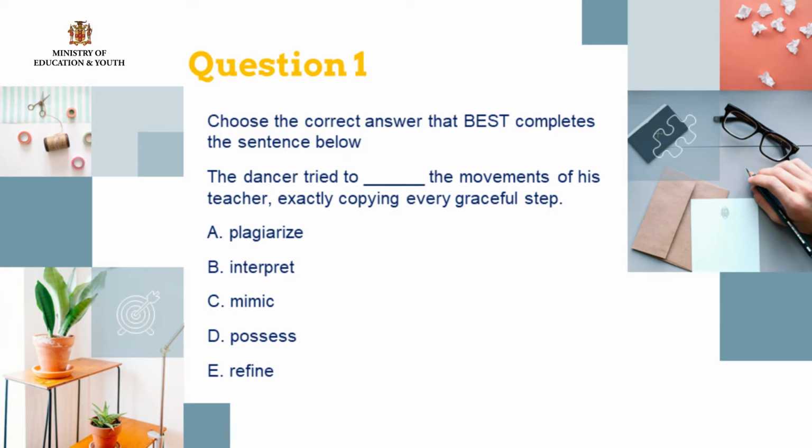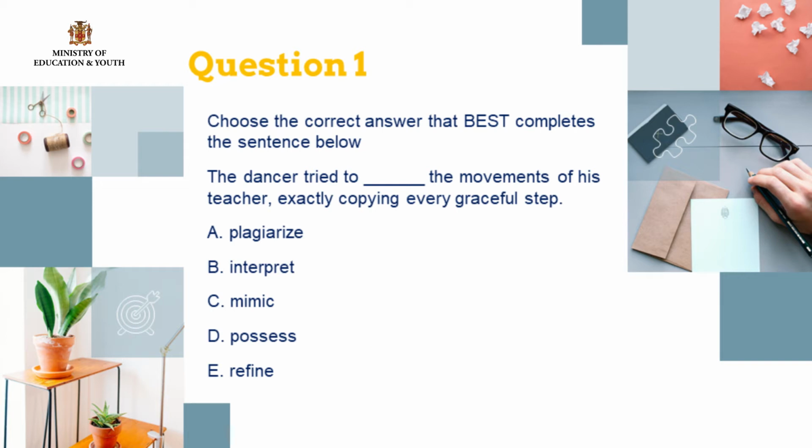But what about C, mimic? The dancer tried to mimic the movements of his teacher, exactly copying every graceful step. Mimic here could mean imitate. What about D, possess? The dancer tried to possess or own the movements. The dancer tried to refine or to make the movements better.